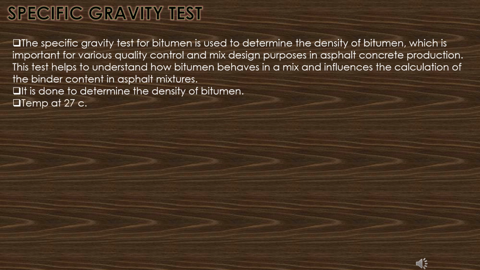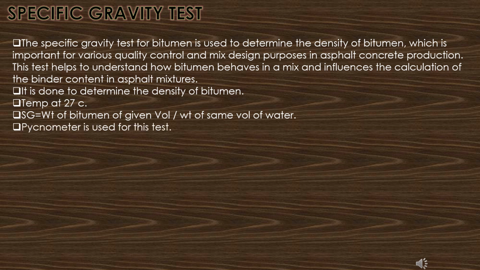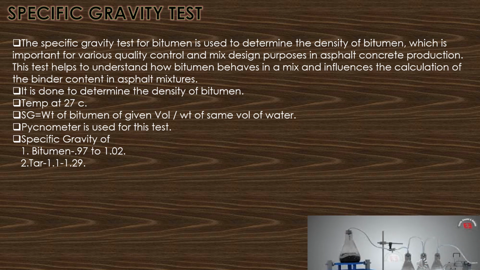The temperature maintained should be 27 degrees centigrade, and the specific gravity of the bitumen is found by the formula: weight of the bitumen of the given volume divided by the weight of the same volume of water. A pycnometer is used for this test. The specific gravity of the bitumen is from 0.97 to 1.02, and the specific gravity of the tar is 1.1 to 1.29.